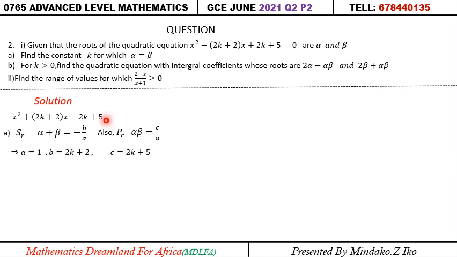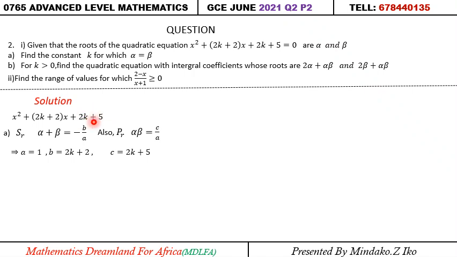This is what I was explaining. It is very important. The coefficient of x squared, which is our a, is 1, because 1 multiplied with x squared is just x squared. Then for our b, we have 2k plus 2, because this is the coefficient of x. And then for our c, this is a constant. This 2k plus 5 is actually a constant, and that constant is our c from the quadratic equation ax squared plus bx plus c.